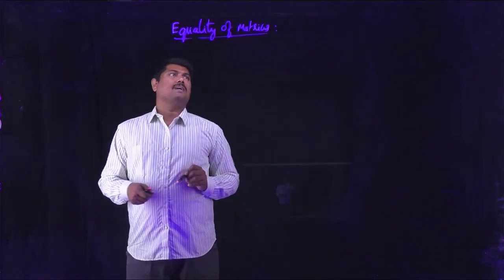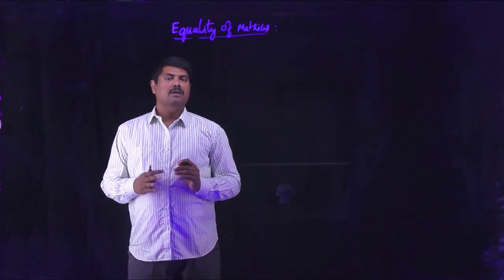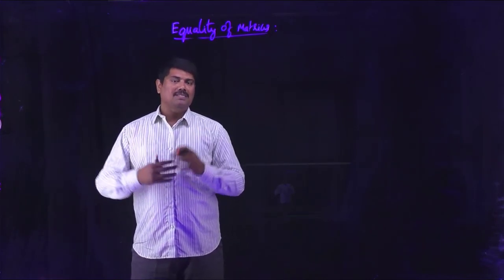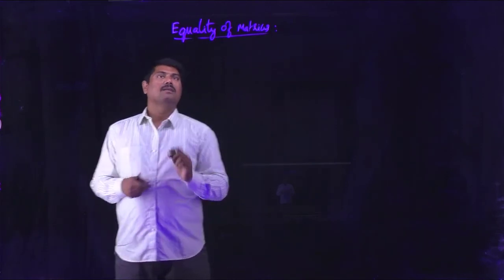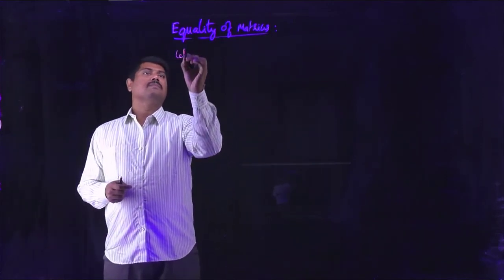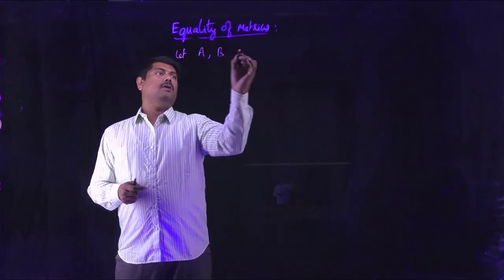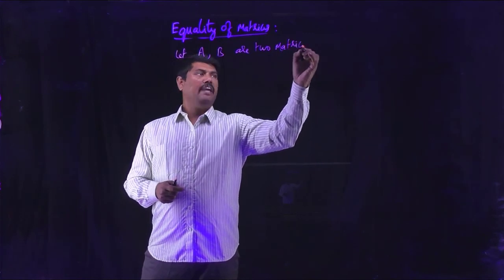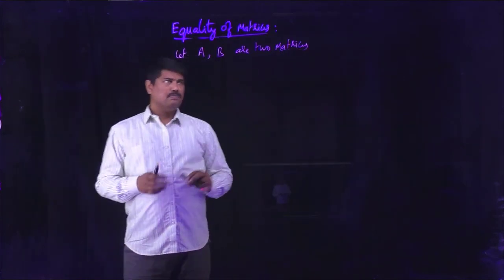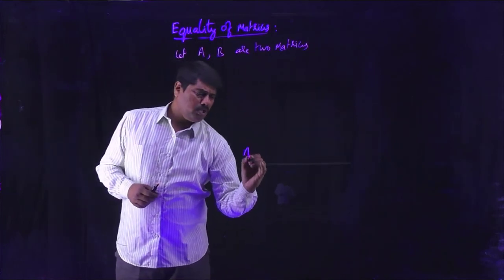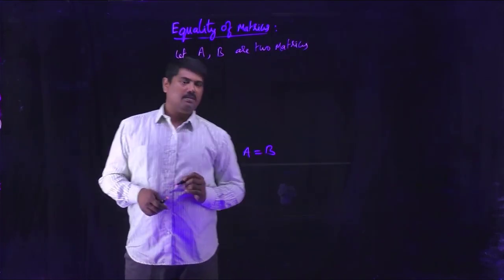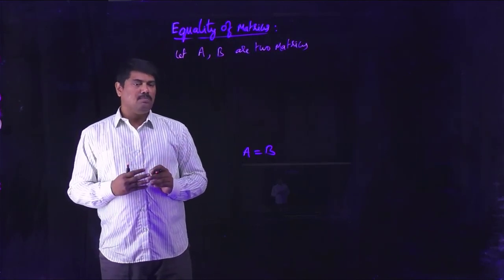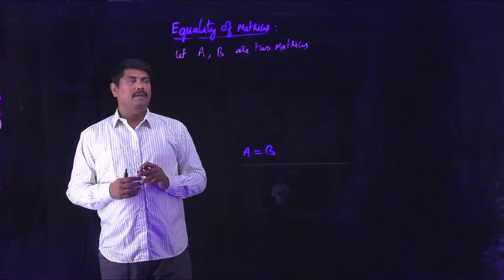Now let us discuss equality of matrices. How can you equate 2 matrices? When do you say that 2 matrices are equal? Let us consider A and B as 2 matrices. When you say both matrices are equal, A is equal to B, what are the conditions so that we can say A is equal to B? That means both matrices A and B are equivalent matrices.